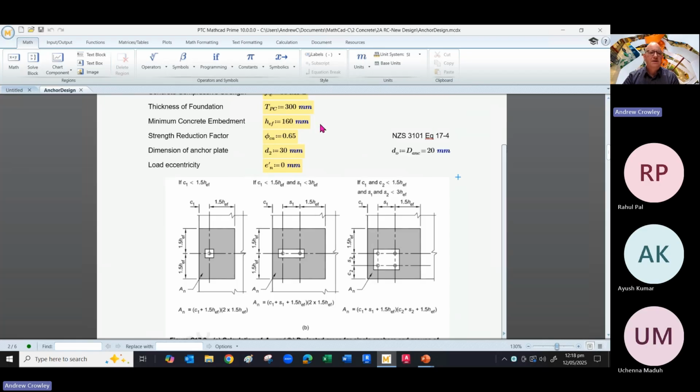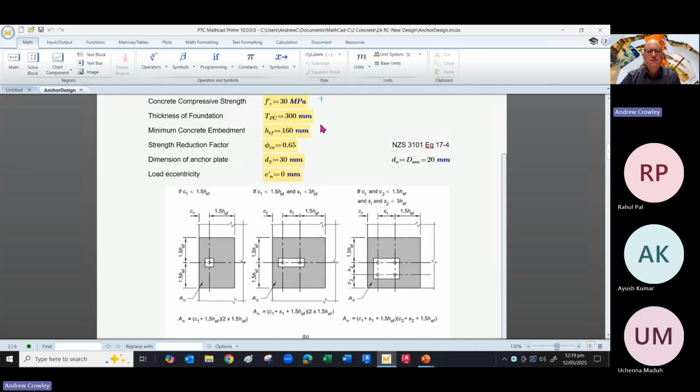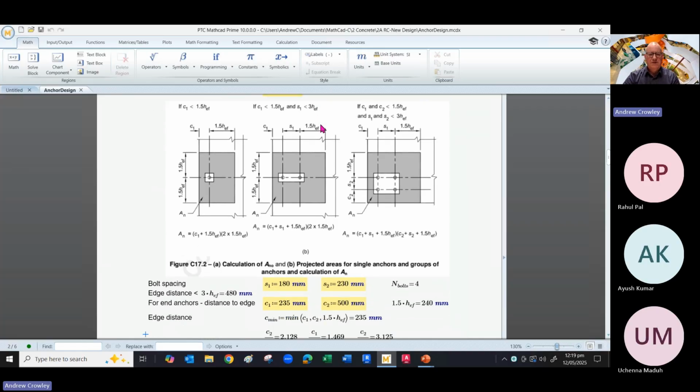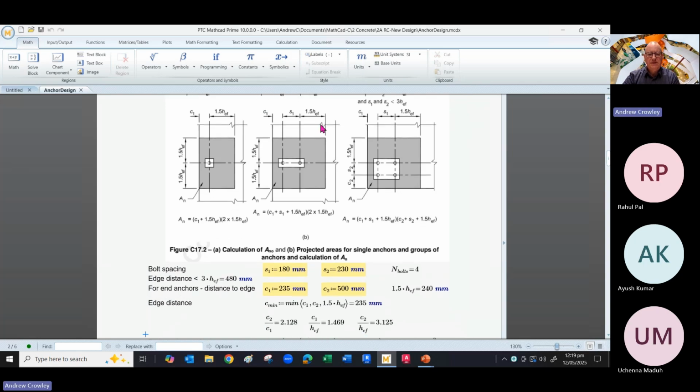We have chosen a thickness of foundation of 300mm and a concrete strength of 30 MPa. Now, the strength reduction factor from the code is 0.65, and we're putting a plate underneath the end of the bolt, under the head of the bolt, a 30 by 30 square plate. We're not eccentric, so we can go relatively simple in our design. We put in our bolt spacing and our edge spacing. So our spacing in one direction is 180mm, and in the other it's 230. For the edge distances, we've got 235 and 500 respectively.